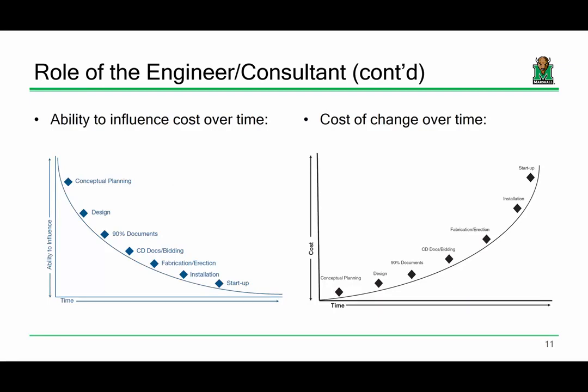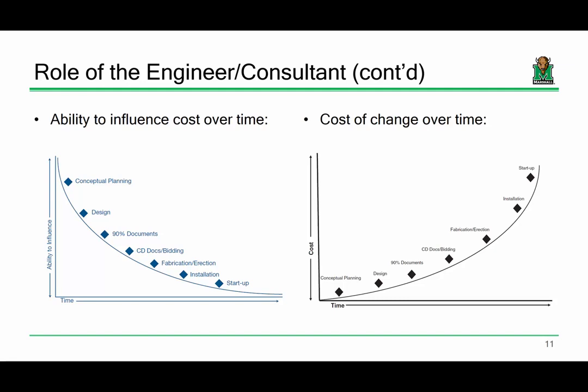This plot right here is really the big point I want to get across to you. These two plots complement one another. Over here on the left, I have the ability to influence cost over time. So over here I have the conceptual planning, the design, 90% documents, the construction documents, fabrication, erection, installation. Over here on the right is the cost of that change as a function of time.